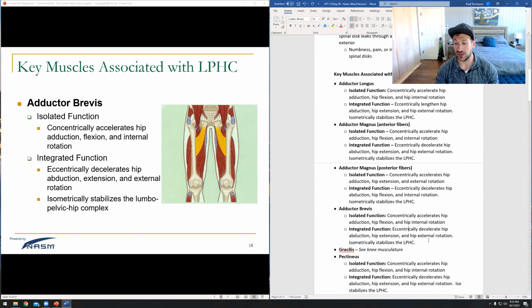So now we've got a big list, right? Longus, brevis, magnus, and then the magnus has the anterior and the posterior.